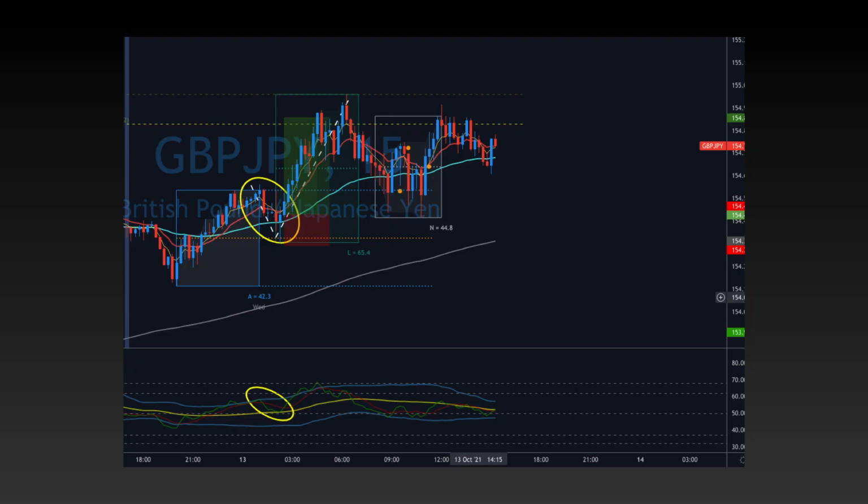Here's the type 3. And you can see we're getting a type 3 with a railroad track pinning to what? Pinning to the 50. After the railroad track is your entry. Look at the TDI bouncing off the 50.